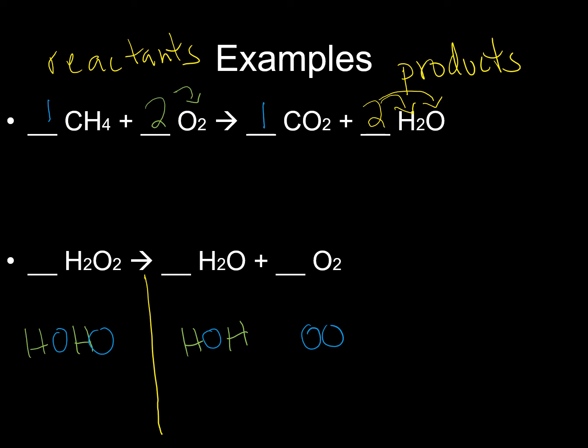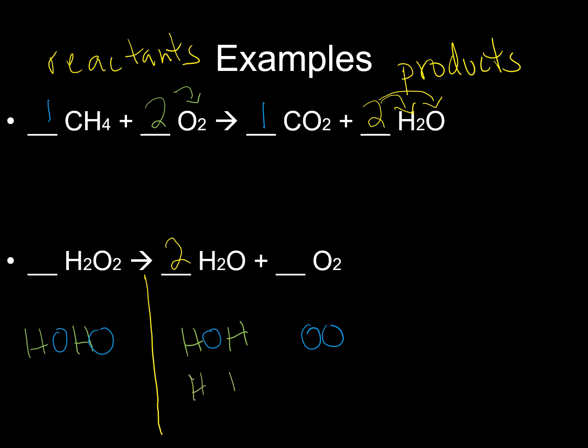And it's not necessarily easy to see what I'm going to have to do to balance this out. But if we look at the reactant side, that means we have to have an even number of oxygens because 2 can only be even. So the first thing I'm going to do is put a 2 in front of the H2O as a way to make it so that I have an even number of oxygens on this side.